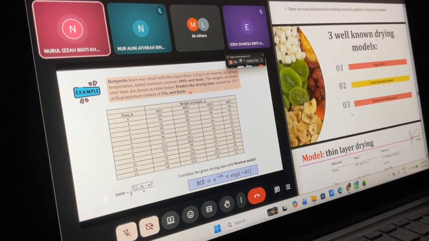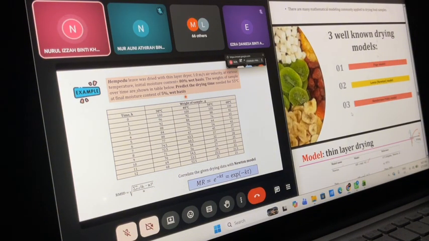And then the question asks you to predict the drying time needed for 55 degrees C, which is not here, and the final moisture content of 5% wet basis. So you want to know the drying time required if you do the drying at 55 degrees C and the moisture content is 5% wet basis. So how are you going to do that?